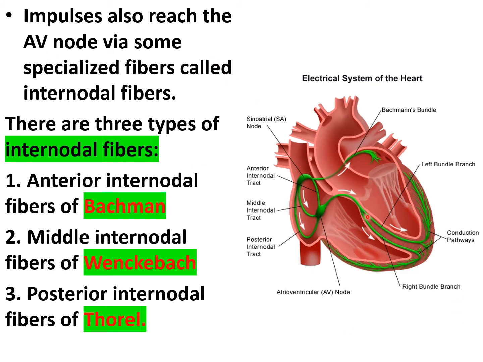So this is the SA node, then the AV node. From the SA node to the AV node, the impulse is conducted by three pathways: anterior, middle and posterior internodal tracts. And from the AV node, the bundle of His, the right and left bundle branches, and then the Purkinje fibers.